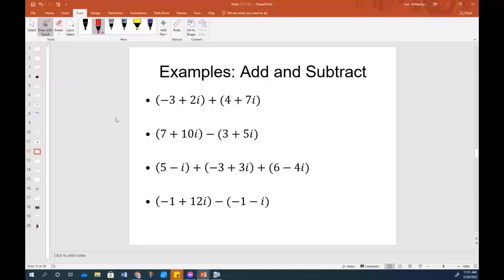Now we're going to do real to real, imaginary to imaginary when we add and subtract. So real to real, -3 plus 4 is 1. Imaginary to imaginary, 2i plus 7i is 9i. So very much like when we've done this with variables, even though i is not considered a variable. Now don't forget this is a minus in here, so 7 minus 3 is 4, and 10i minus 5i is 5i.